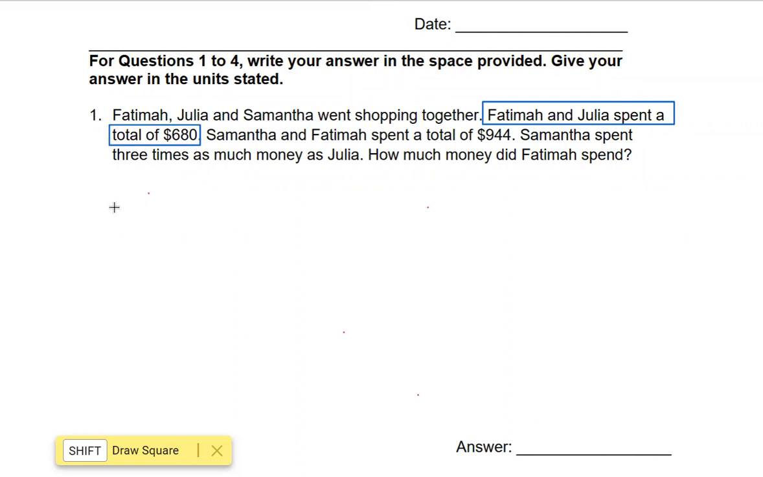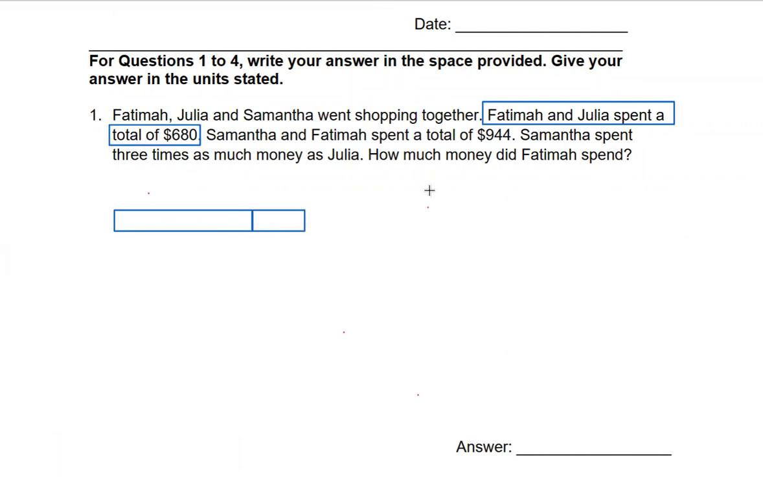Now, we can draw it like this. We can draw Fatima, which is one rectangle, and Julia, which is another model. Okay, so this can be Fatima. All right, and the other one can be Julia. I should write it outside first. And together they spent $680. So I'm going to write out 680.